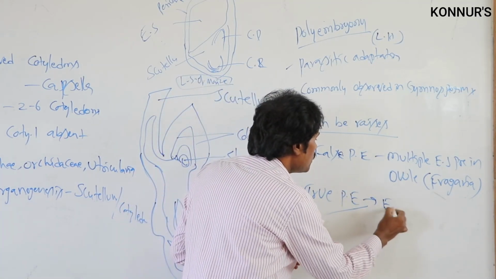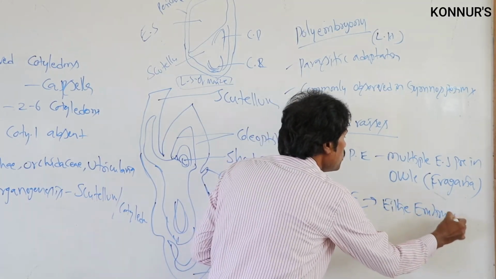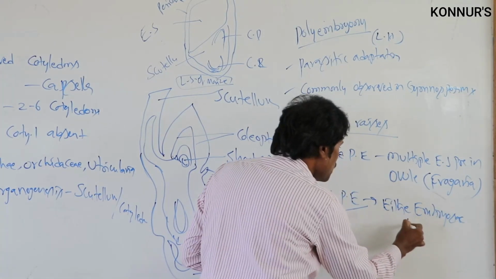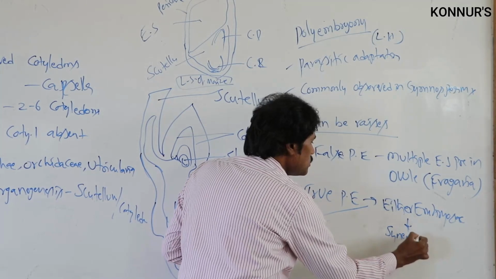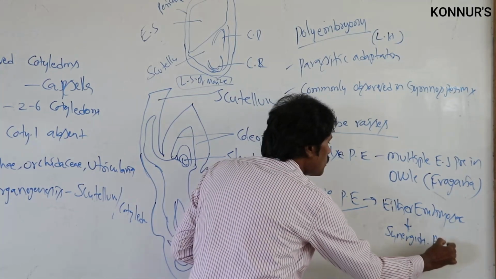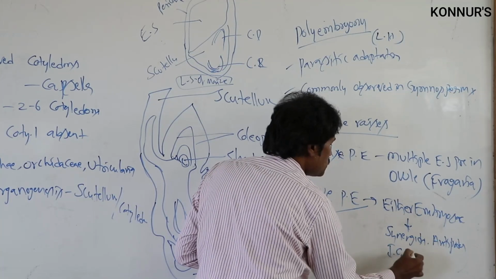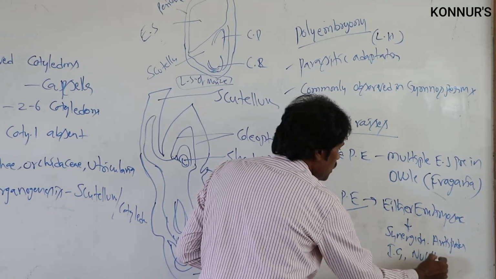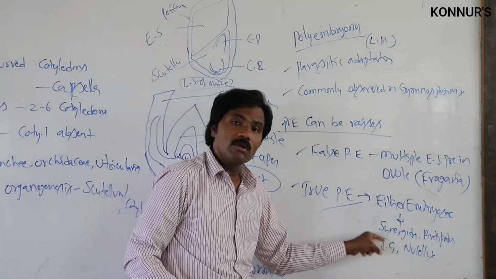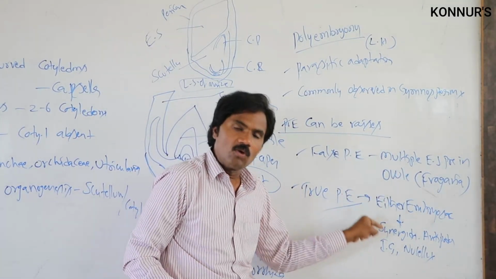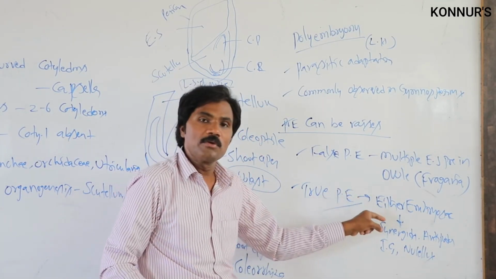That means either within the embryo sac, if it is present in synergids or antipodals or integuments or nucellus, any one among these, that means if it takes place within the ovule, then that is regarded as true polyembryony.